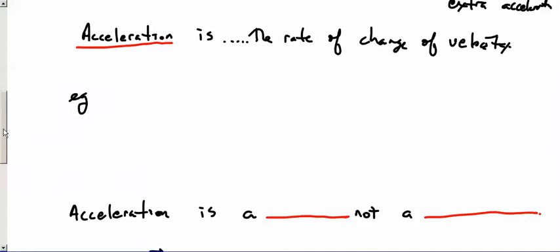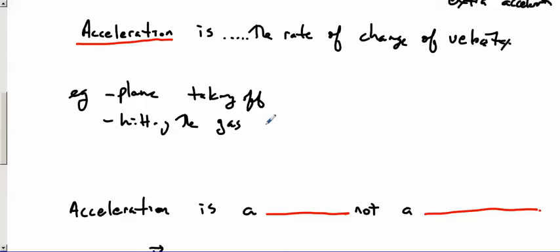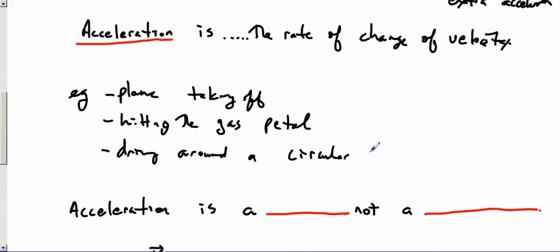Now, some examples for this are a plane taking off. I need that plane from basically rest to get moving before it hits the end of the runway, so we go up. Hitting the gas, the gas pedal in your car or your parents'. Another one would be driving around a circular path with speed constant. And that's a tricky one.